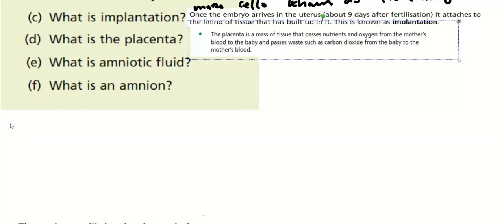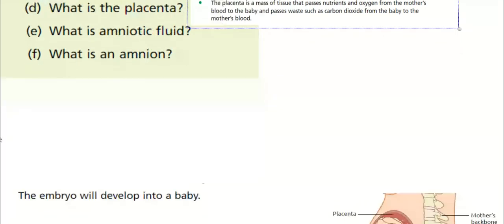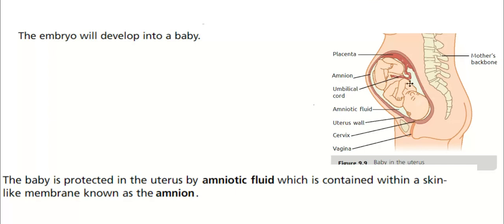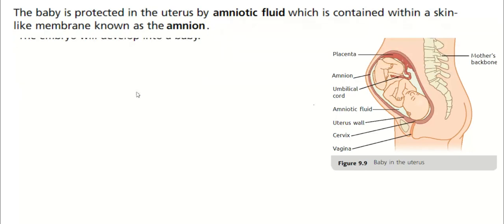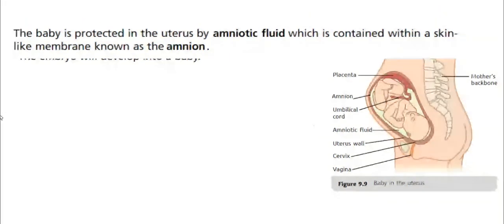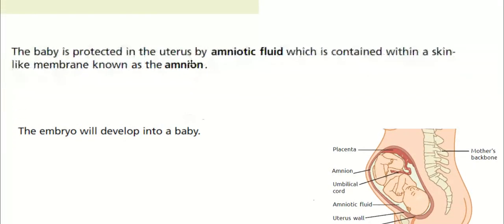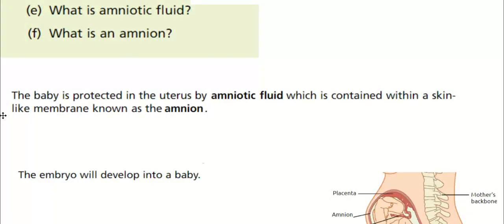What is amniotic fluid and what is an amnion? Well, if you look at the baby here, the baby has a lot of fluid around it to help protect it from any impacts or from moving around too much. It's a bit like a water balloon. The amnion would be the balloon and the amniotic fluid would be the water that helps protect it. So the baby is protected in the uterus by amniotic fluid, which is contained within a skin-like membrane known as the amnion.